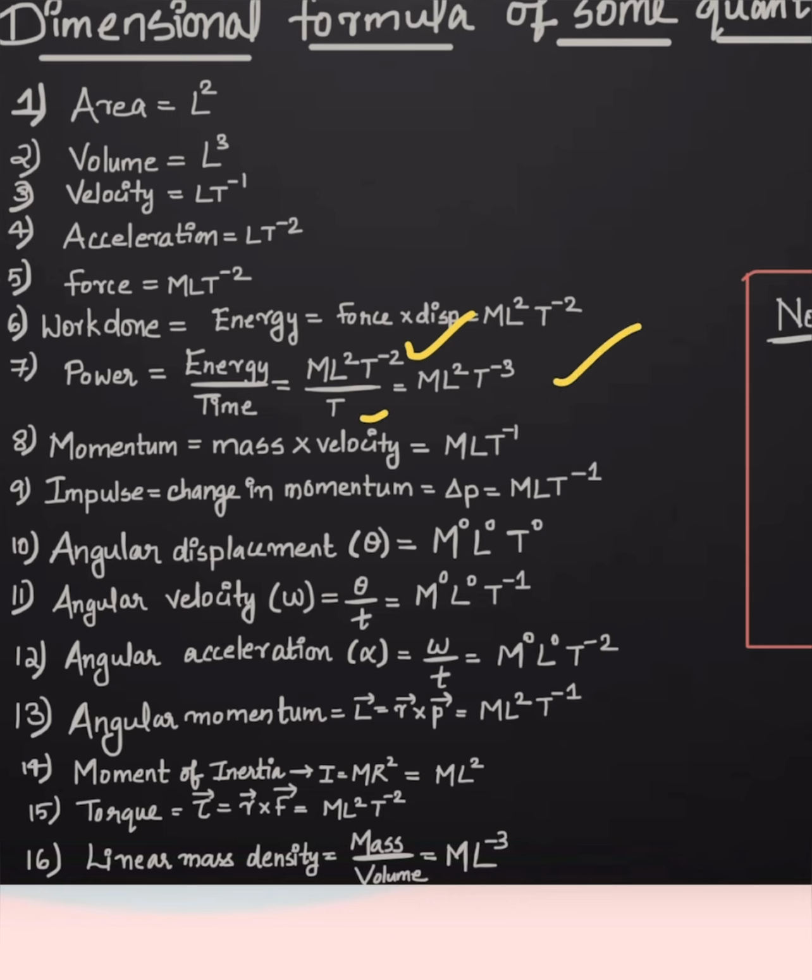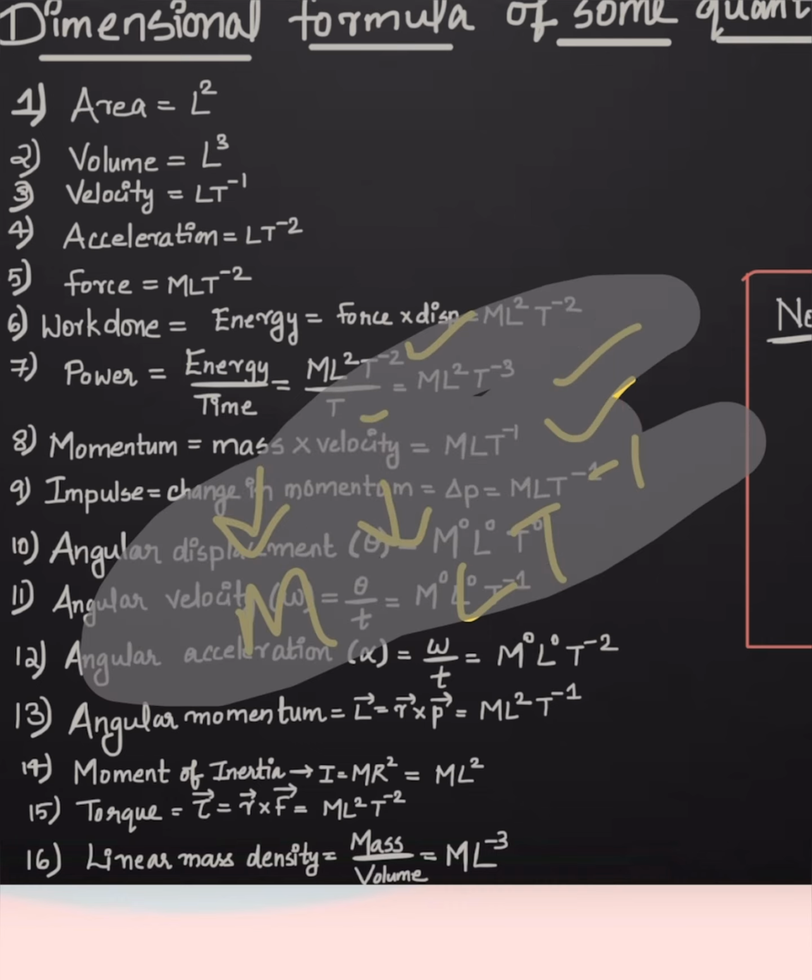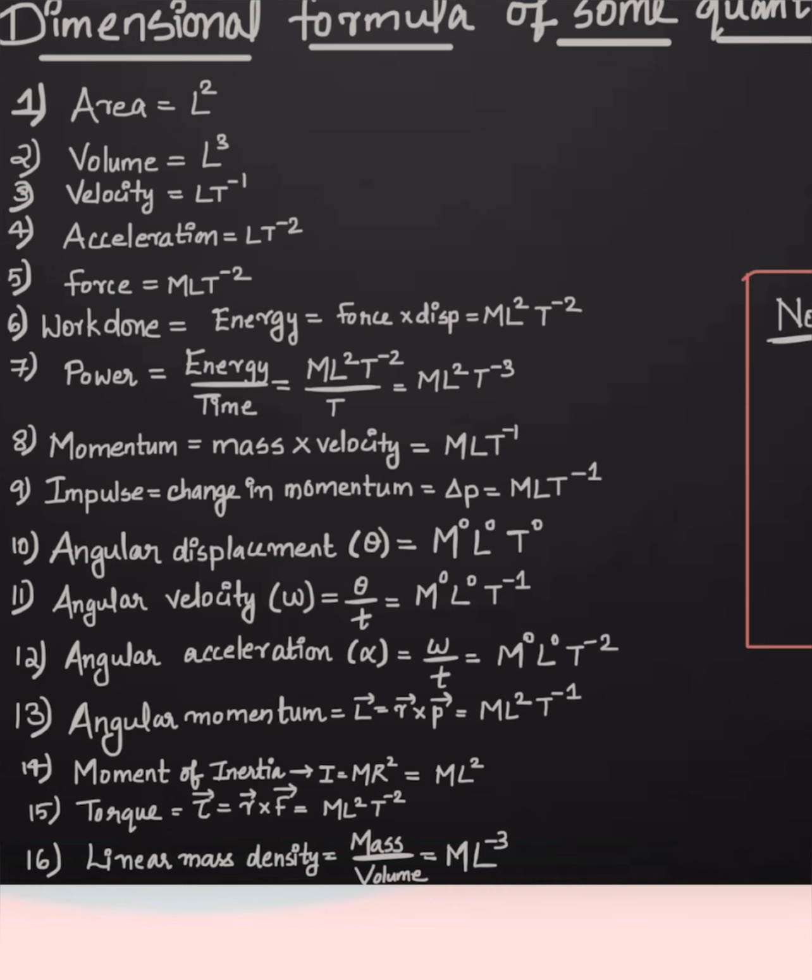For momentum, mass into velocity, mass m, and for velocity lt raised to minus 1, that is mlt raised to minus 1. And impulse is equal to change in momentum. We will study in laws of motion. Impulse is equal to change in momentum, that is p is the symbol for momentum, delta p. mlt raised to minus 1 will be the dimension.